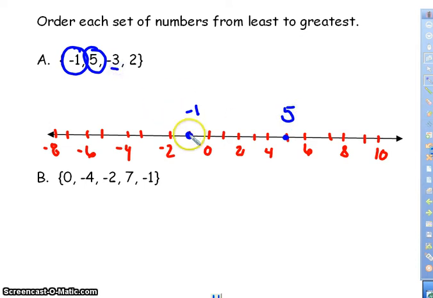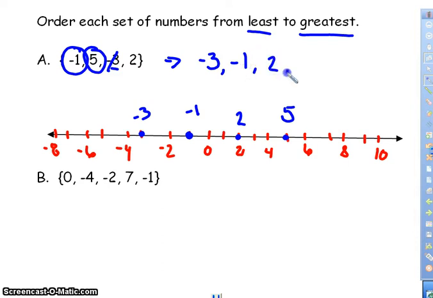Negative 3, so I have negative 1, negative 2, negative 3. And then a positive 2. And I'm going from least to greatest. So my least number, my smallest number, will be the number furthest to the left. So from least to greatest, I would have negative 3, then negative 1, then 2, then 5.